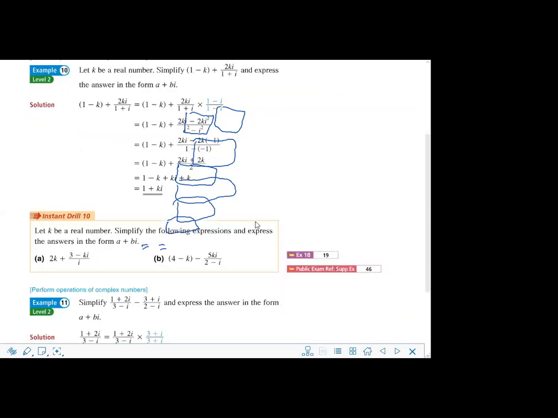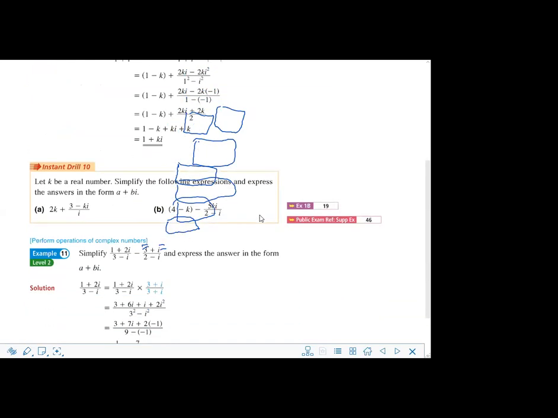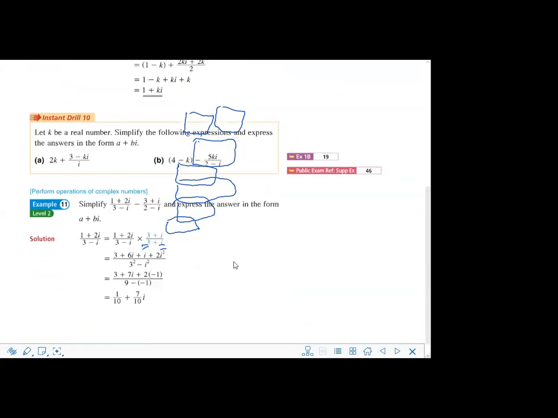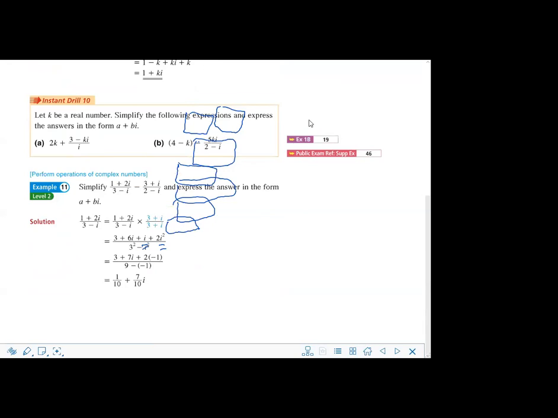So now I would like you to do the instant rule number 10 also. Instant rule number 10. 不如我一次過講埋先啦。Example 11. The question asks you to simplify this and express the answer in the form of a plus bi. So both of them are not okay because both of them have i term in the denominator.